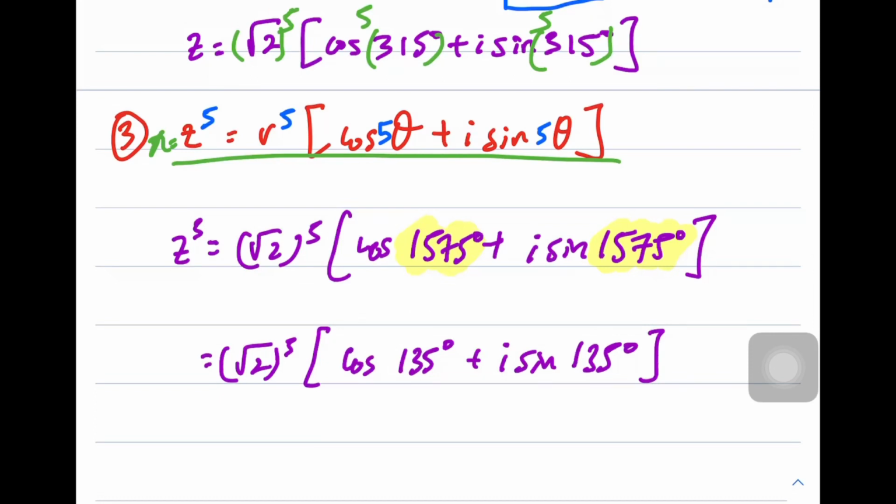This is our final answer if we want to leave it in polar form. However, if the question wants you to give the answer in standard form, just take your calculator, solve cos 135 degrees and sin 135 degrees, and then multiply square root of 2 to the power of 5 towards your first term, and then multiply again towards the second term, and don't forget to write plus i. If you use your calculator, you will find that this answer is minus 4 plus 4i.